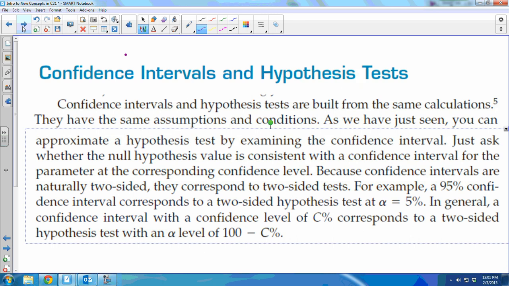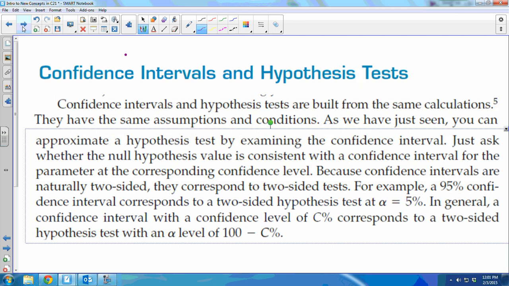I don't think that's best practice. They won't ask you to do that on the AP exam. You should do a hypothesis test. You should not just skip that and do a confidence interval. But for certain things, you maybe only have enough information to do a confidence interval. If they only give you p hat, can you do a hypothesis test? No. Then the only option is a confidence interval, right? So you just ask whether the null hypothesis value is consistent with a confidence interval for the parameter at the corresponding confidence level. So that's all that means.